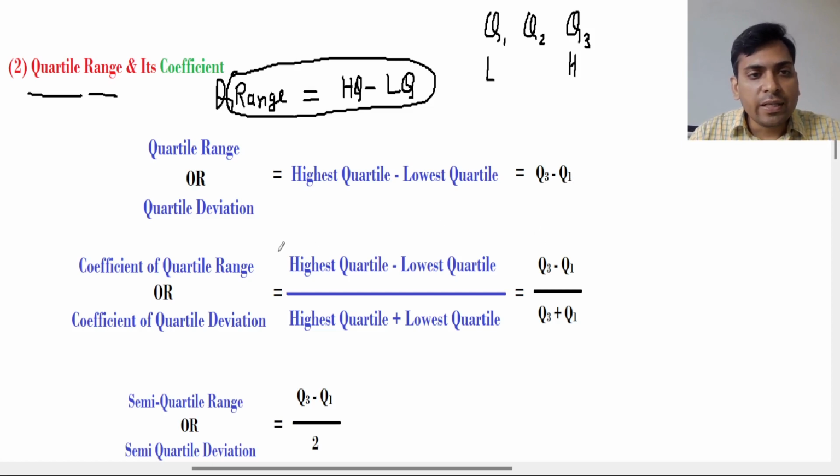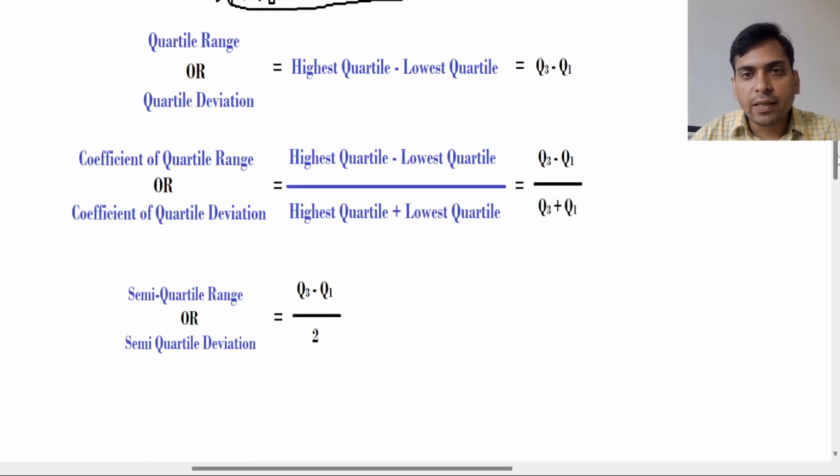Now its coefficient, just like highest value minus lowest value divided by highest plus lowest value. We will write highest quartile value minus lowest quartile value divided by highest quartile plus lowest quartile value. So this is the coefficient of quartile deviation or quartile range, and this is also known as interquartile range or interquartile deviation.